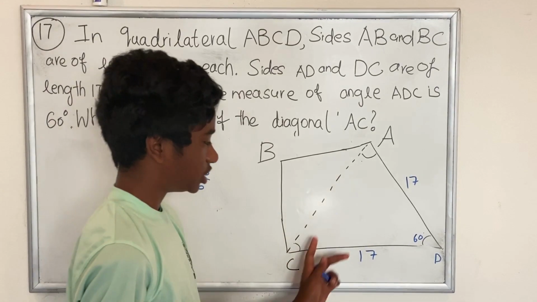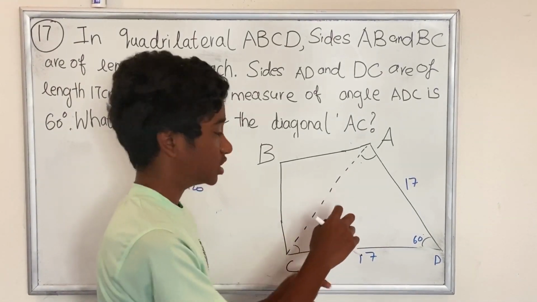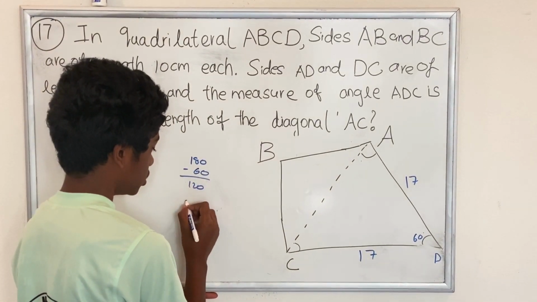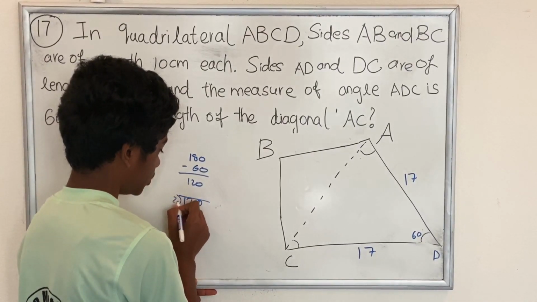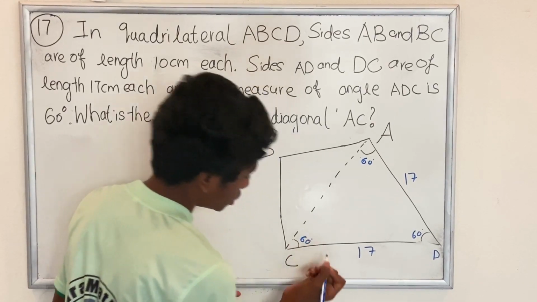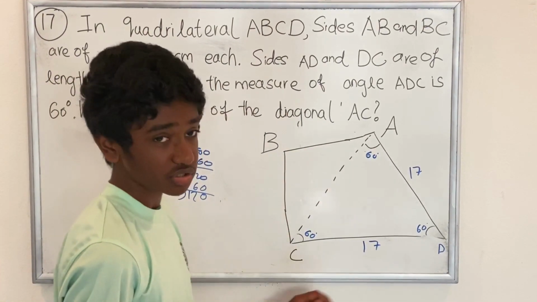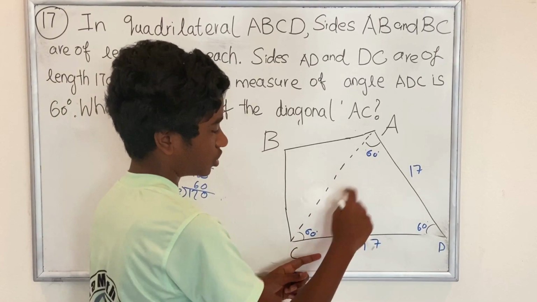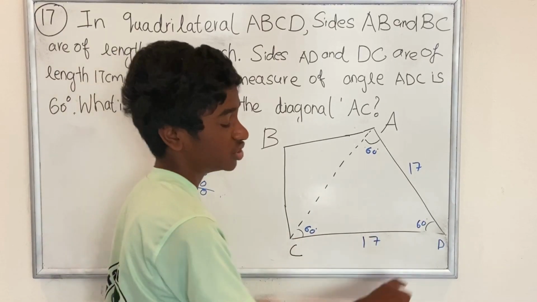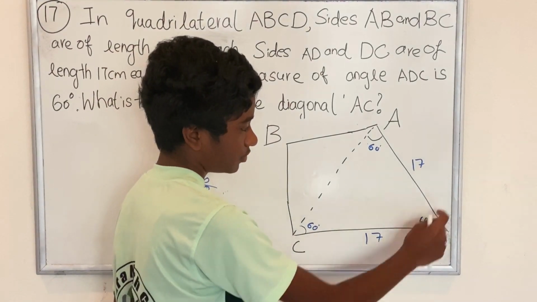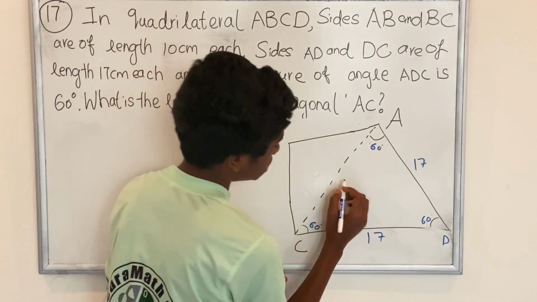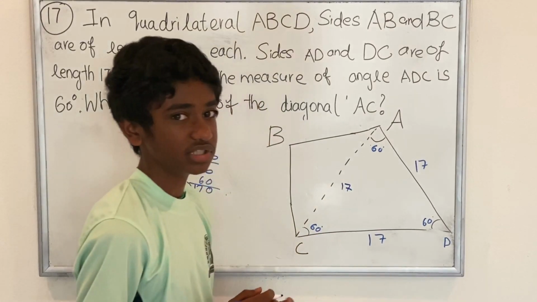And then we can divide that by 2 to get the measure of each of these, since both angles would be the same. So if we divide 120 by 2, we get 60. So this angle is 60, and this angle is 60. And since it's isosceles, and all the angles are the same, it's an equilateral triangle, which means that all the sides are the same. So if this is 17, and this is 17, this would also be 17. So side AC is 17 centimeters.